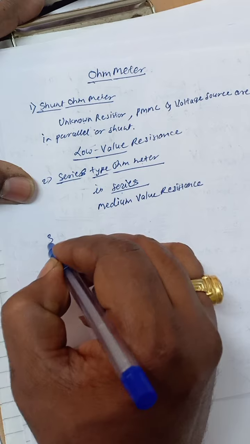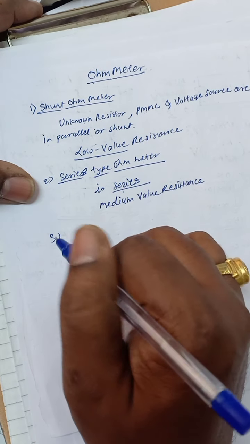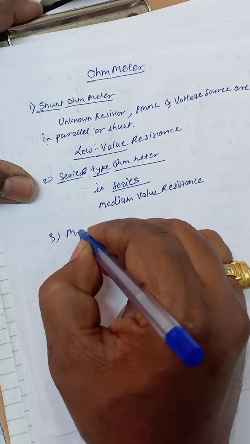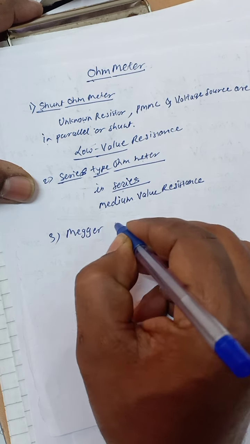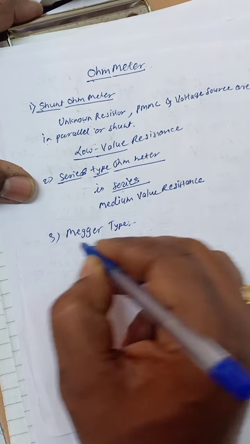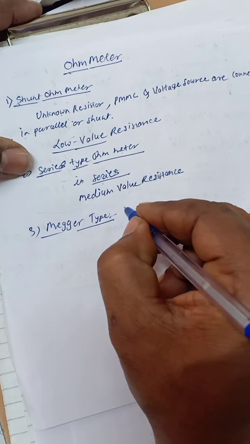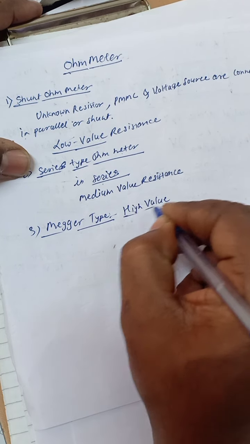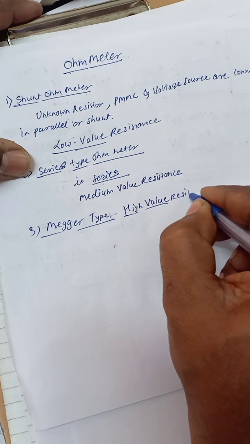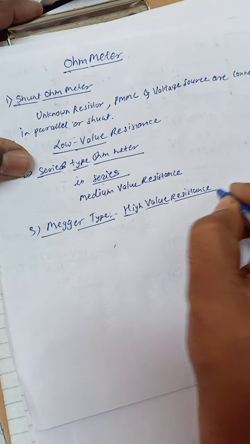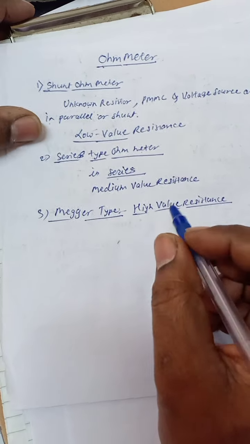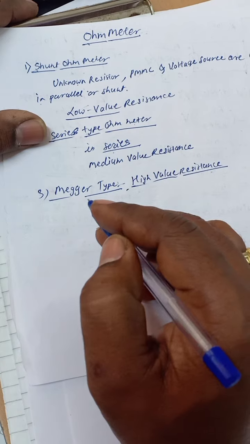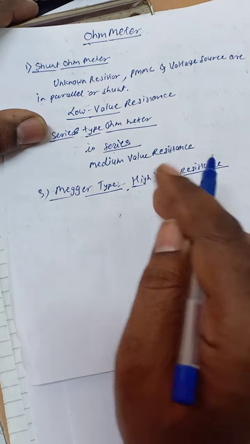Then the third one is a method. It is not an actual meter type. It is a method that is known as Megger type. This type of method is used to measure high value resistance. So this Megger type is used for that, and that is nothing but the method.